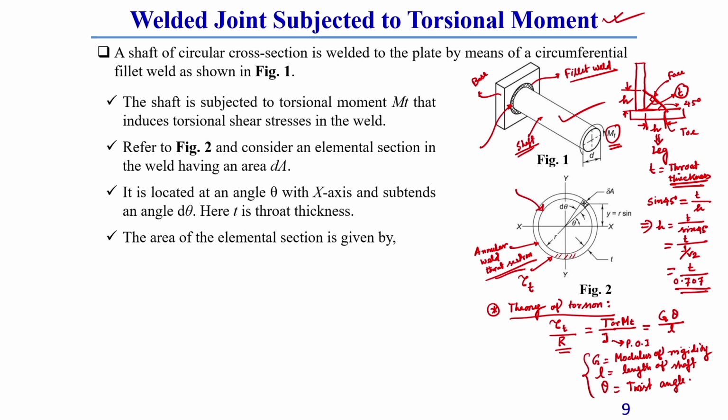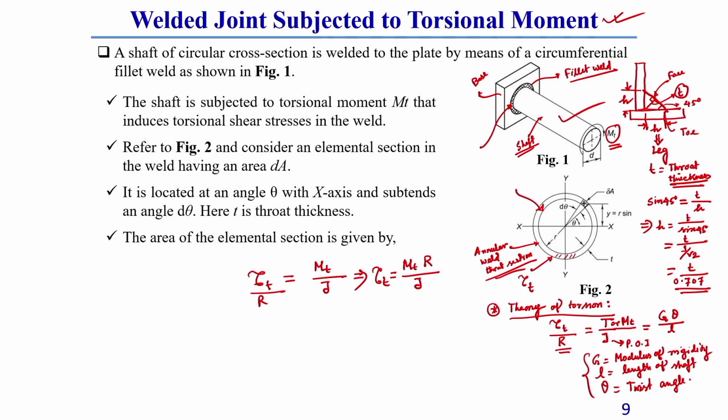So, to find out the shear stress due to torsion, what are the things required? We need to know the applied moment due to torsion, also called torque, divided by J, equal to tau t divided by r. So, to get the shear stress due to torsion, the things required are Mt r divided by J.